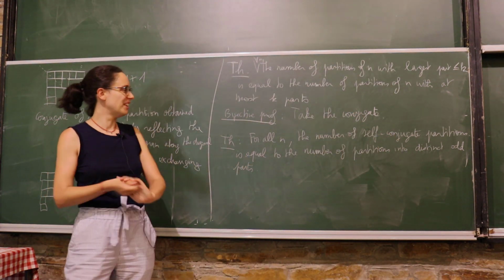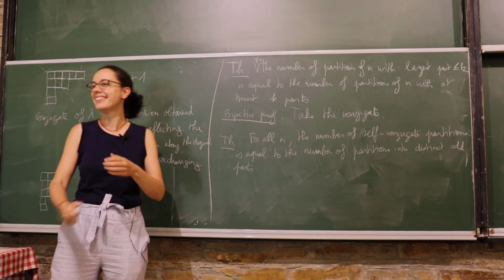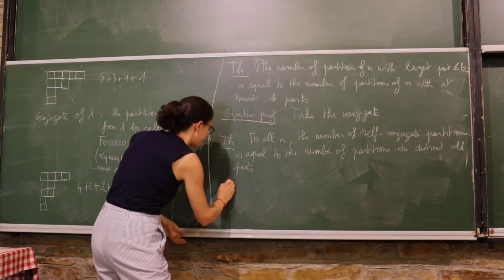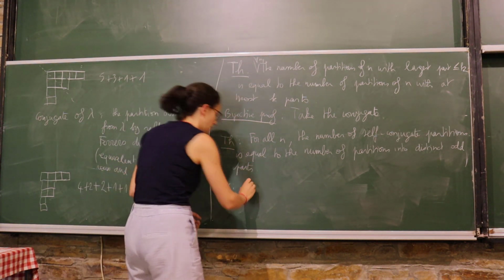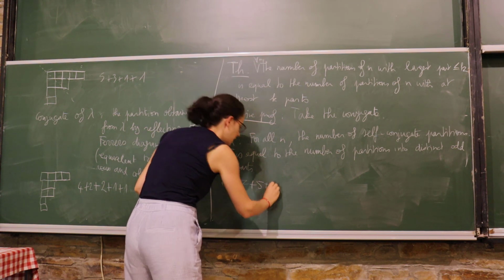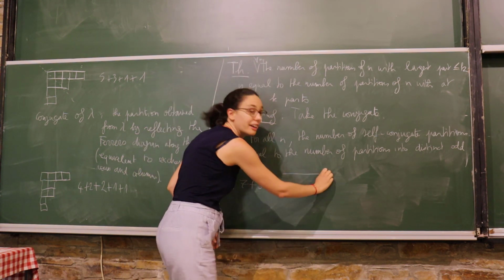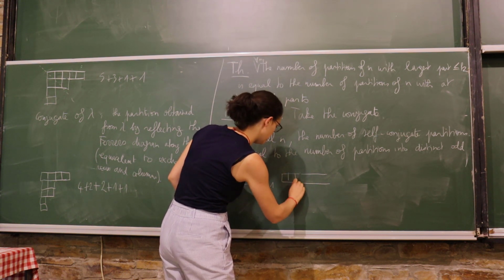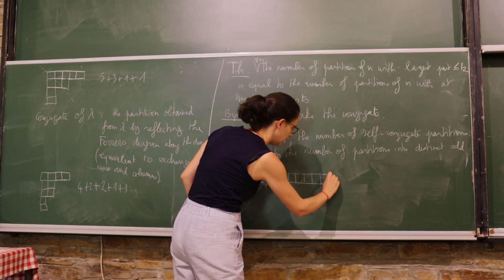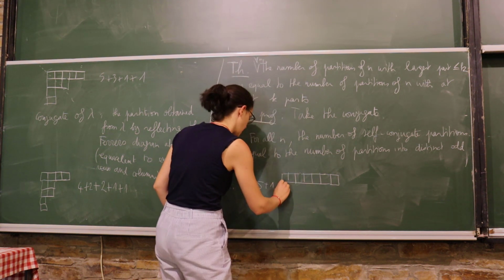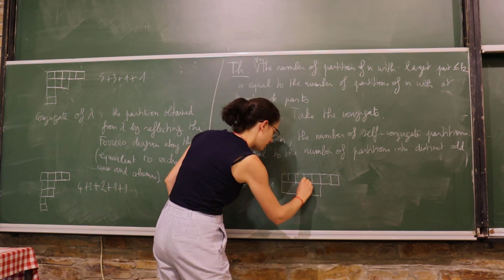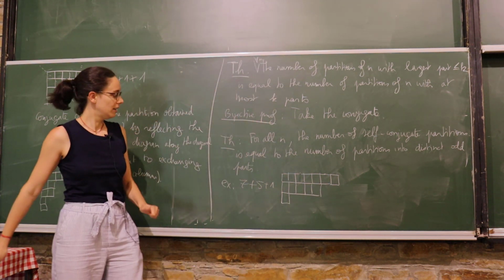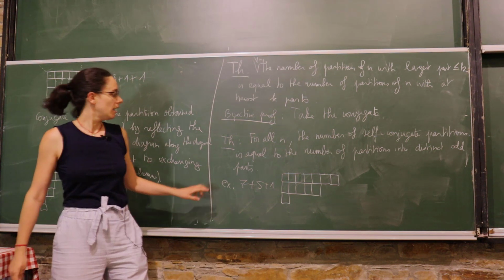Can someone give me a partition into distinct odd parts? 7, 5, 1. Okay, thank you very much. So 7 plus 5 plus 1. We will draw the Ferrer's diagram of this partition. 1, 2, oh, that's a big one. 1, 2, 3, 4, 5, 6, 7. Then we have 5. And we have 1. Okay, so this is the Ferrer diagram.